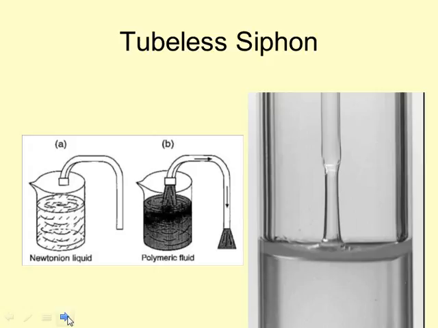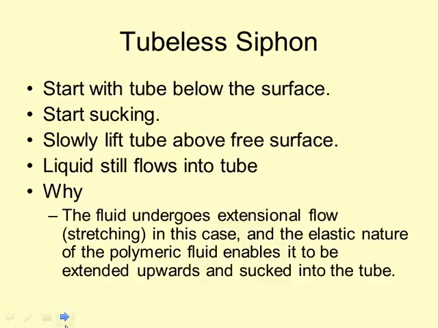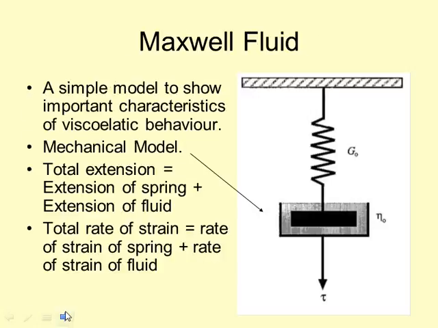Because of the stresses again, the fluid is able to form its own tube on the outside and flow on the inside, so that it continues flowing up. It has that ability. In this case, the elastic nature of the polymeric fluid enables it to extend upwards and be sucked into the tube. So it starts to show solid properties there.